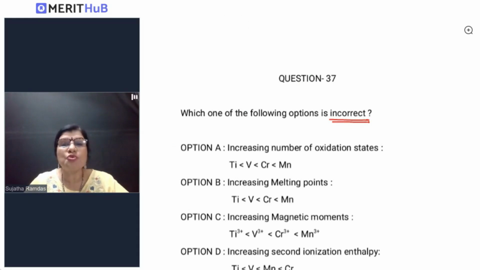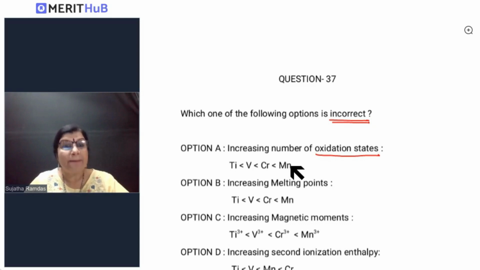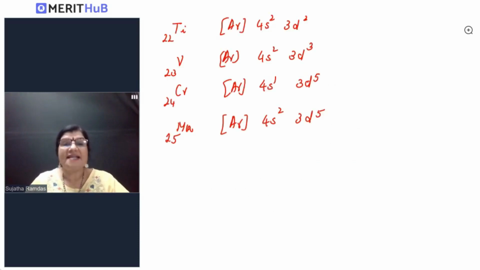Okay, let's move on to option A. Increasing number of oxidation states. And the order is titanium has got the least number of oxidation states, followed by vanadium, followed by chromium. Manganese has got the highest number of oxidation states. So let's see whether option A is correct or incorrect. For that, let's look into the electronic configuration.